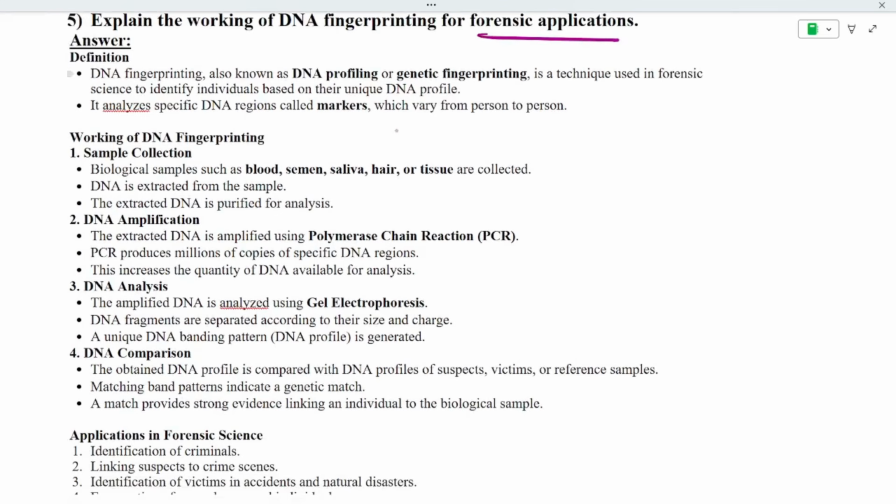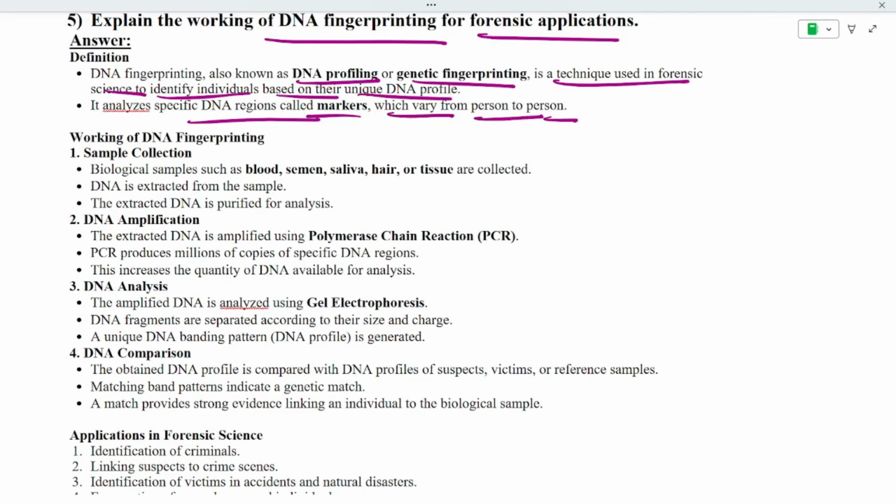Next is DNA fingerprinting for forensic applications. When cases happen, they use the DNA fingerprinting technique. DNA profiling, or genetic fingerprinting, is a technique used in forensic science to identify individuals based on their unique DNA profile. It analyzes DNA regions called markers, which vary from person to person. The working is: first they collect the sample, then a DNA amplification technique is used, then they analyze it and the comparison is done.